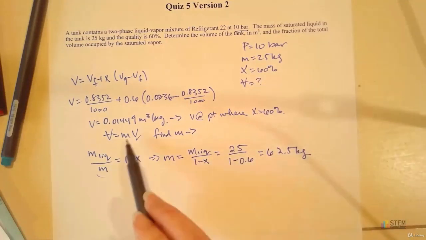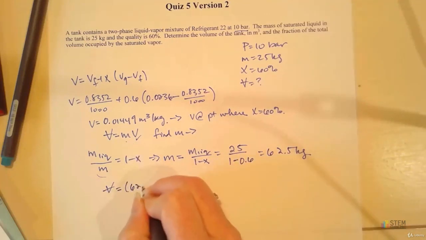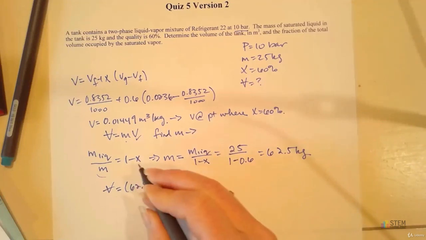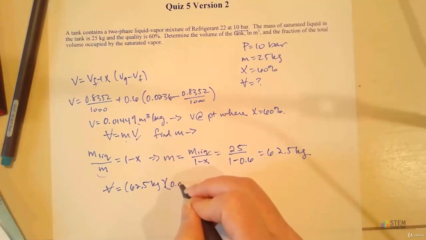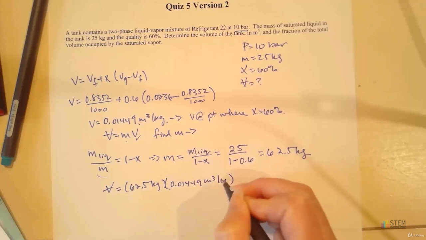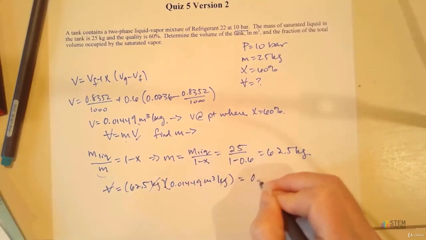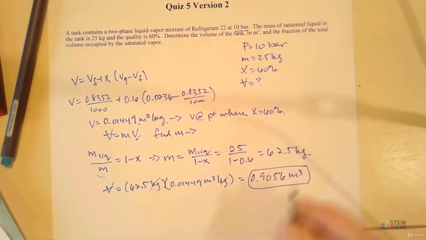Now we have our mass, we can plug that into this equation here. So you'll have 62.5 kilograms times the V that we just found right here, like that. Notice kilograms goes away. That leaves us with 0.9056 cubic meters.